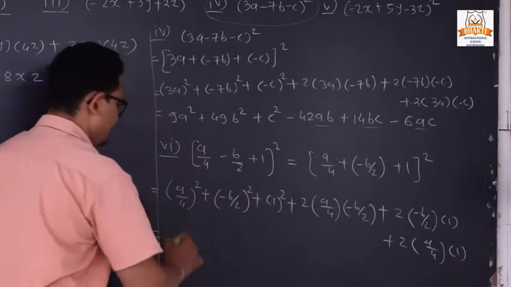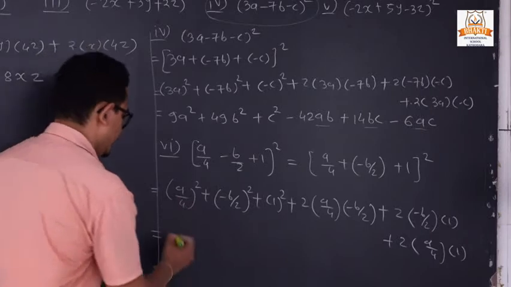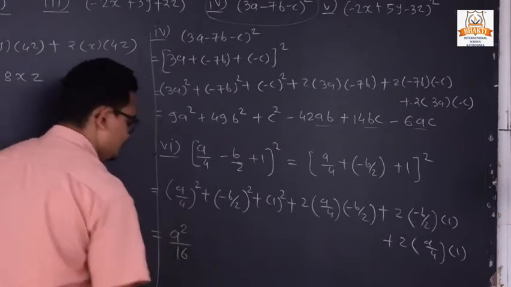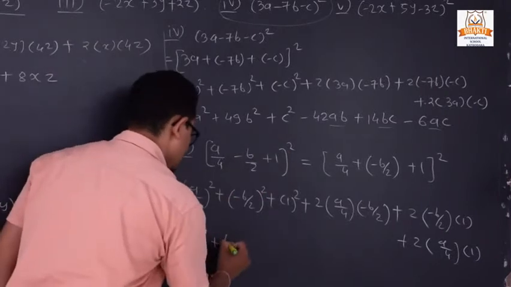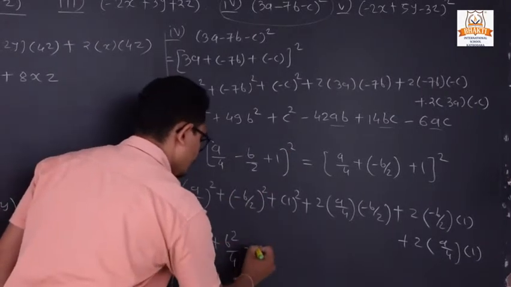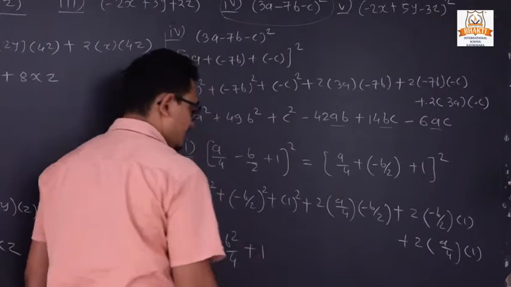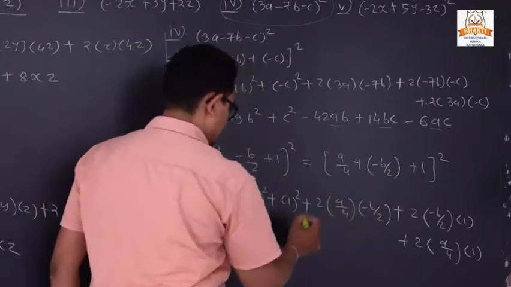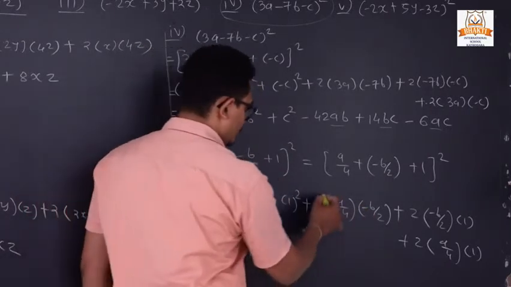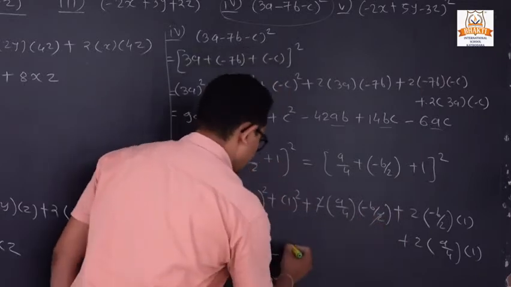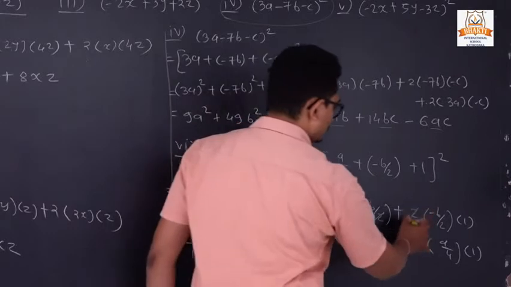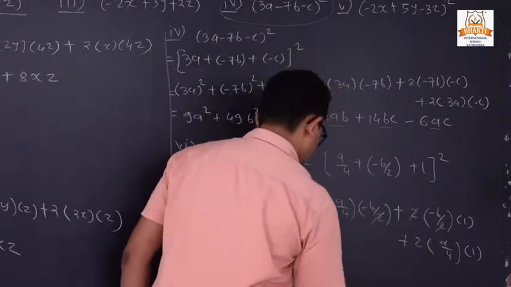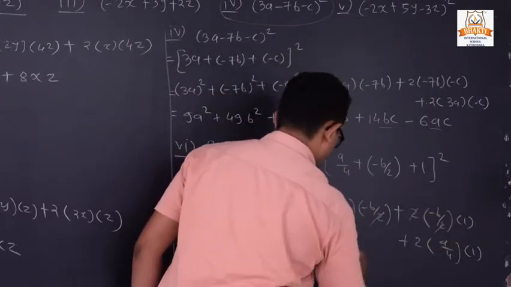Now we can simplify: a upon 4 all square, so a square upon 16. Then minus square becomes plus, so b square upon 2 square, which is 4. 1 square is always 1. And plus minus becomes minus. 2 cut, so ab by 4. Then once again 2 cut, and plus minus minus b into 1, so only b.